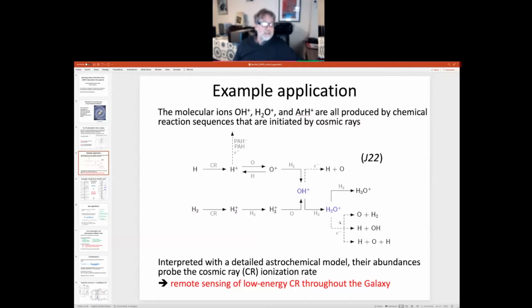And so the abundances of these two molecules increase, at least monotonically, although not in exact proportion to the rate of ionization by cosmic rays. And therefore, if we have a detailed model to understand this, we can infer the density of low energy cosmic rays, not just in the vicinity of Earth, but throughout the galaxy. So that's just one application, actually, of several.